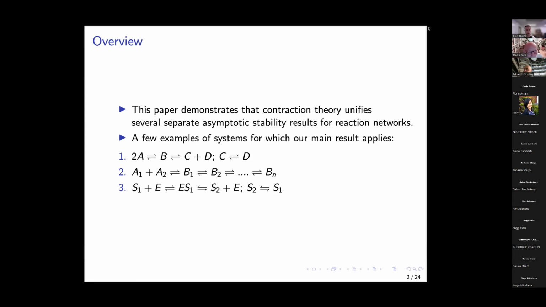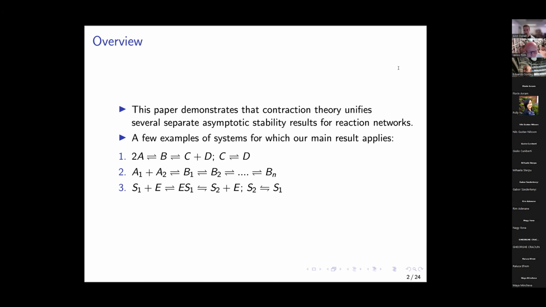And here I have a couple examples of different reaction networks that fall under this theorem. For the first couple slides, I'm going to be talking about reversible networks, but towards the end, I'll note how this extends to irreversible networks as well.